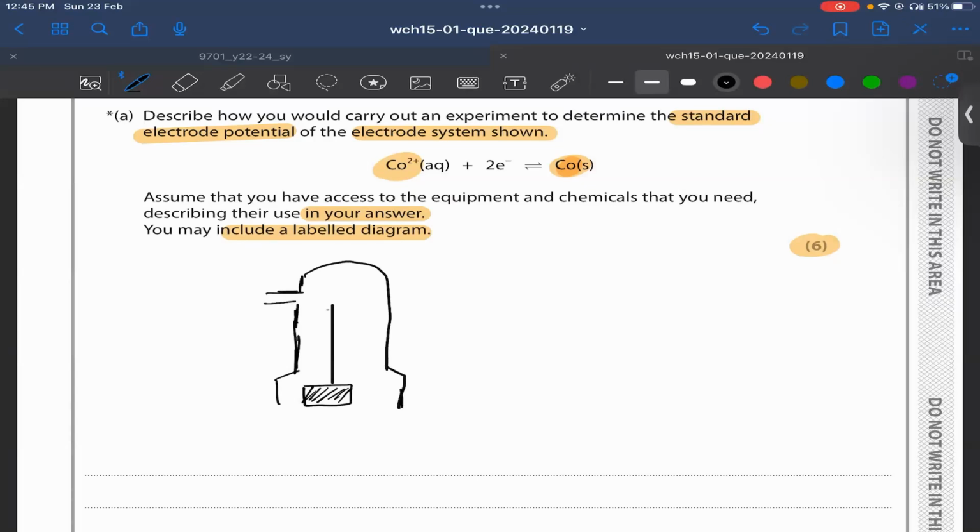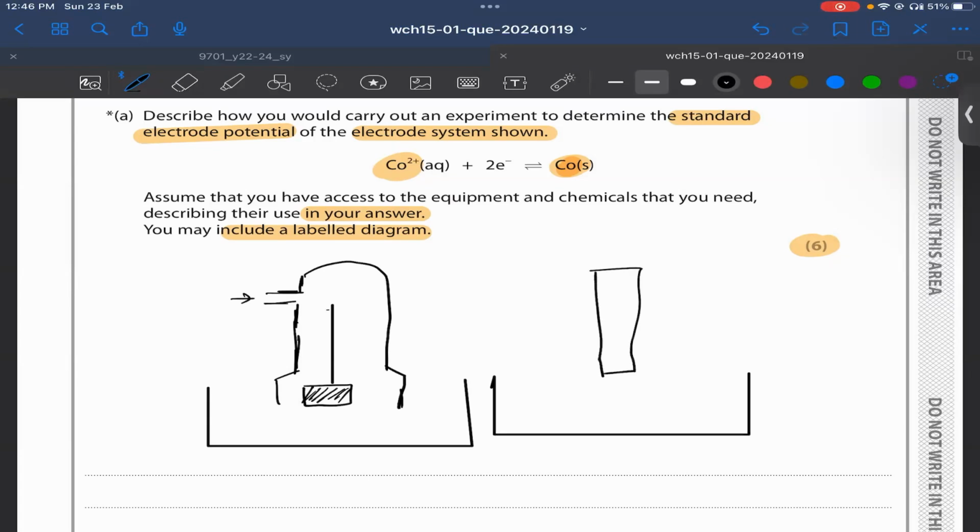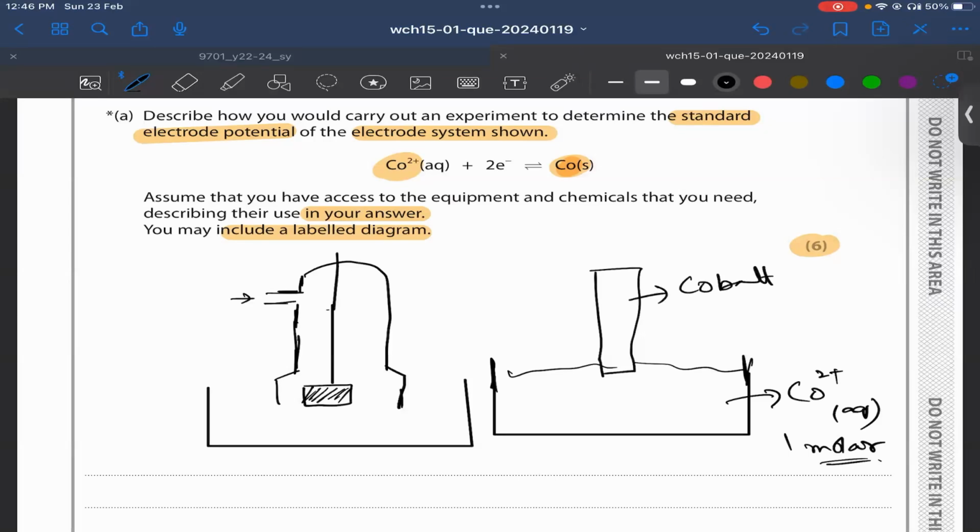Right? And from this point, we are passing hydrogen gas. This is the standard hydrogen electrode. And then we have the other half cell in which cobalt is used as an electrode, dipped in a solution of cobalt 2 ions, 1 molar. So this is cobalt, and they are connected to each other through a voltmeter, which will give us a reading, and a salt bridge. So this is a basic diagram, right?